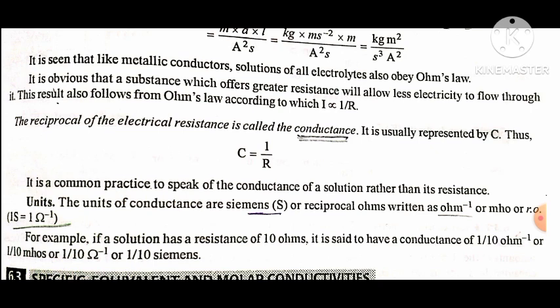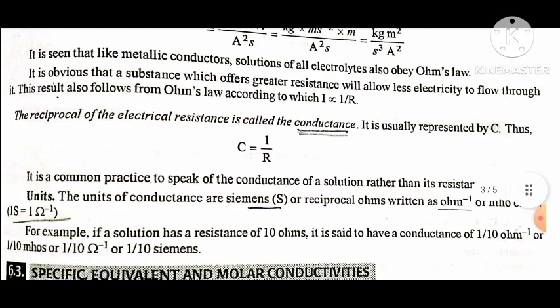The reciprocal of the electrical resistance is called the conductance. It is usually represented by C. So C is equal to 1 upon R. It is a common practice to speak of the conductance of a solution rather than its resistance. Units: the unit of conductance is Siemens or reciprocal ohms, written as ohm inverse or mho. 1 Siemens is equal to 1 ohm inverse. For example, if a solution has a resistance of 10 ohms, it is said to have a conductance of 1 by 10 ohm inverse, or 1 by 10 mho, or 1 by 10 Siemens.